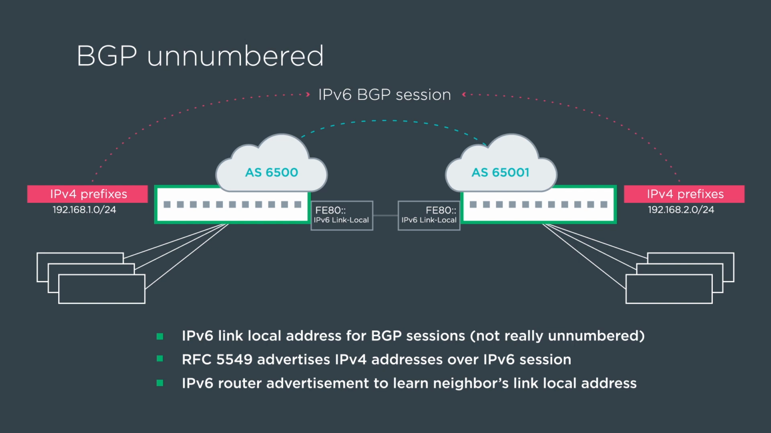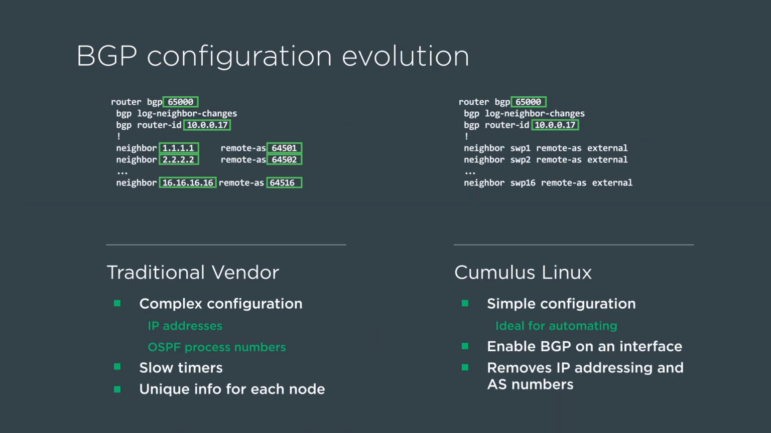BGP unnumbered, as the name states, does not require IP addresses on the interfaces to build BGP peers. Instead, it leverages the interface itself to peer with the neighbor physically connected to the link. BGP in the data center allows for greater scalability, flexibility, and control. As such, the BGP configuration needed to evolve to handle the requirements of the data center. BGP unnumbered simplifies the BGP configuration and is perfectly suited for the data center use case.